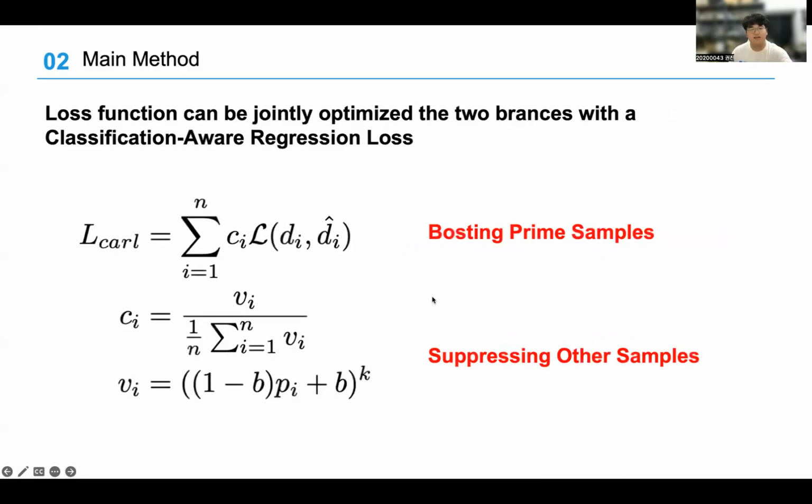The second key idea is that the loss function can jointly optimize the two branches, the classification and regression loss. So this is the redefined loss function introduced by this paper. By this loss function, we boost the prime samples, in other words the important samples, and suppress other samples, in other words the not important samples. By this loss function, we can focus on the prime samples and not focus on the unimportant samples.